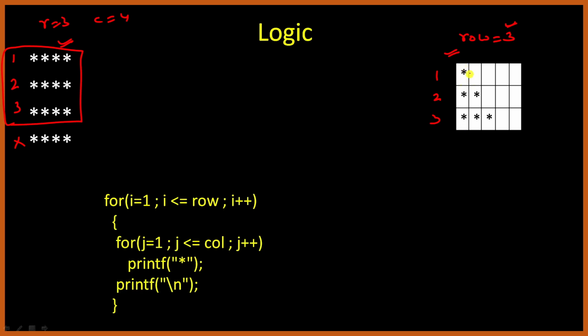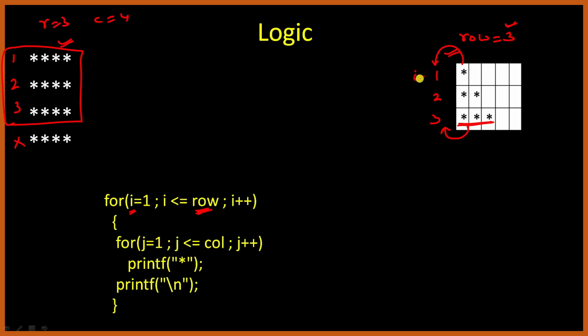Here, in each row, the number of stars is dependent on the row number. So if row number 1 is there, only 1 star. Row number 2, 2 stars. Row number 3, 3 stars. So the number of stars to be printed in each row depends on the row number. And we have seen in our previous video, or here also, how we keep track of the current row number. Total rows is this variable. But I equal to 1 means we are at row number 1. I equal to 2 means we are at row number 2. So this I is keeping track of the current row number.